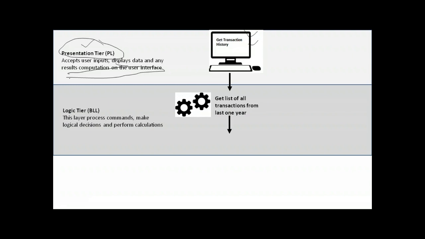Now the next layer is the business logic layer or logic tier. The first one is the presentation layer or presentation tier, and the next one is the business logic layer or business logic tier. This layer processes the commands, makes logical decisions, and performs the calculations. Let's say this is an Amazon application. From the presentation layer, you say get transaction history. Now the request goes to the business logic layer, where it will process your request, make logical decisions and perform the calculations.